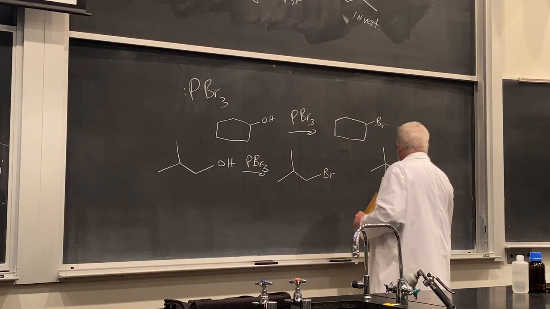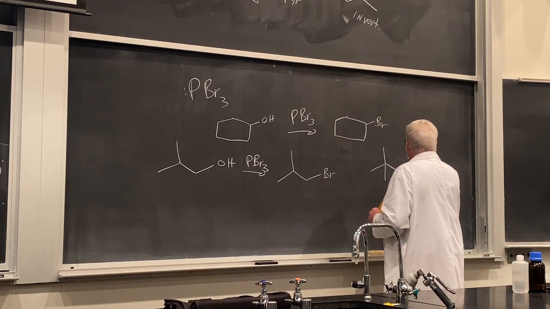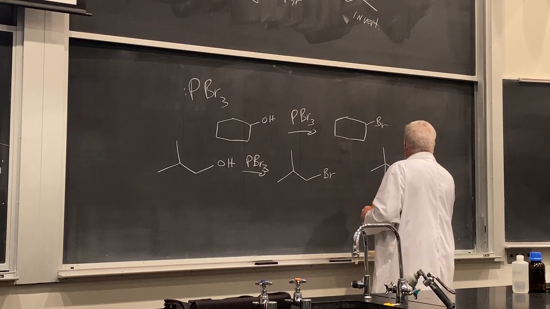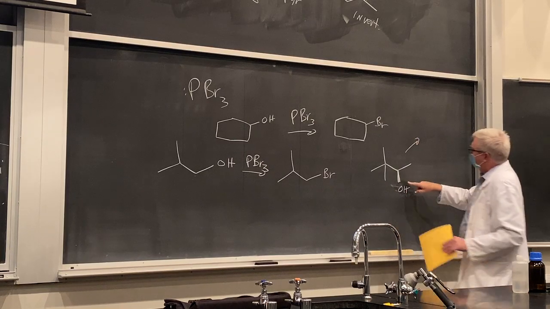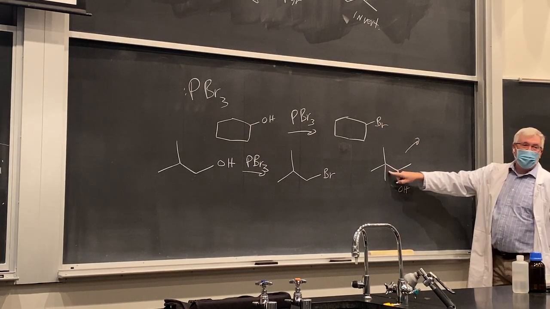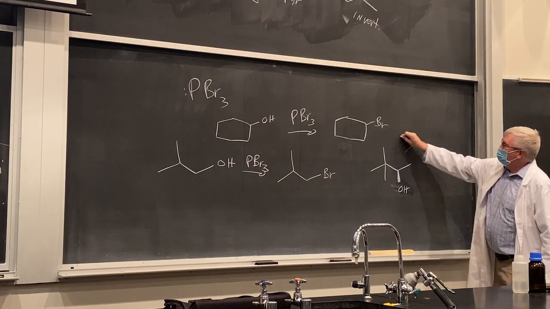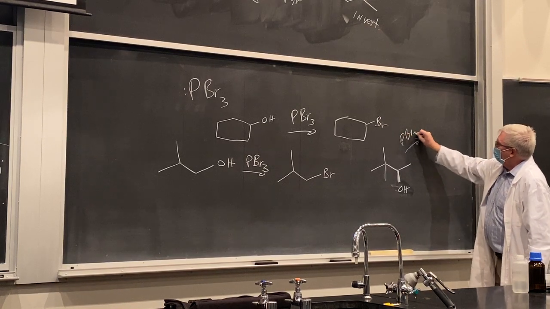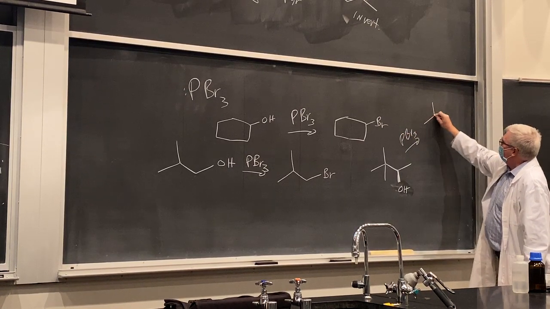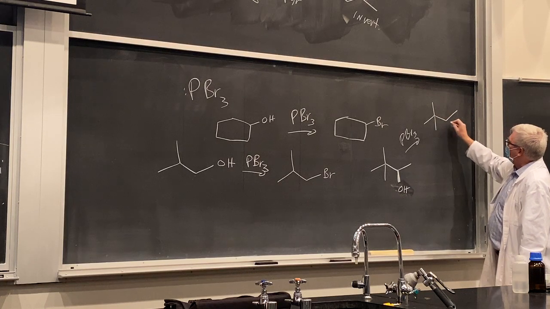You know, it will cleanly give this. And let's have some stereochemistry here too. So here's a secondary alcohol with a lot of branching next door. But if you use PBr3, what do you get? You get the alcohol, or I'm sorry, the bromide.